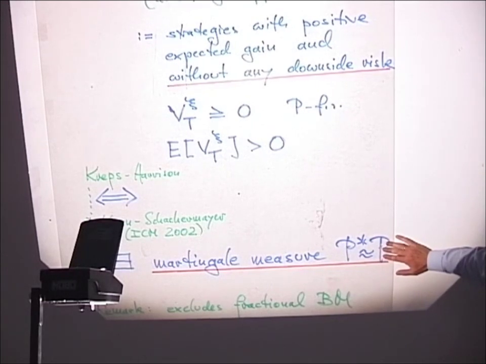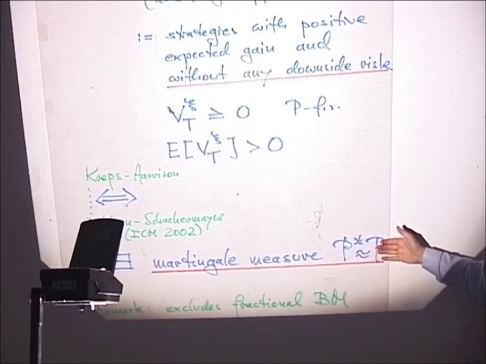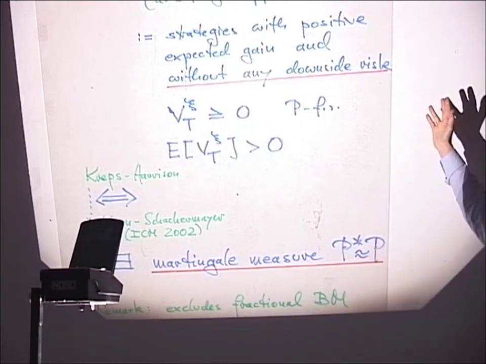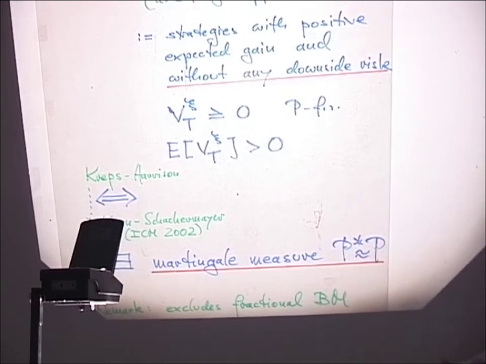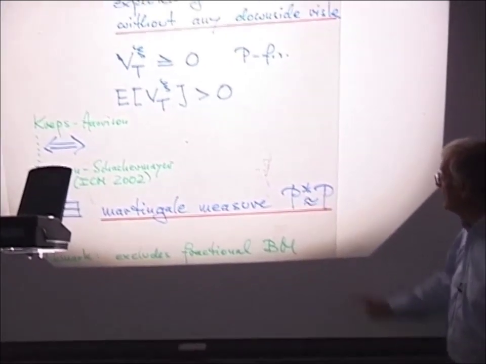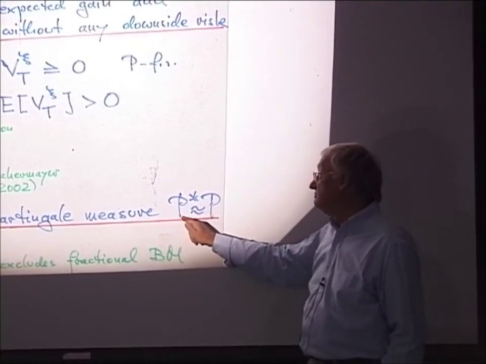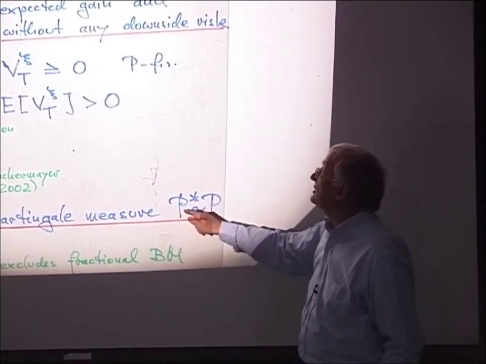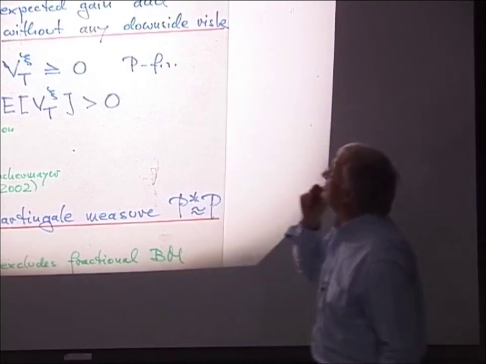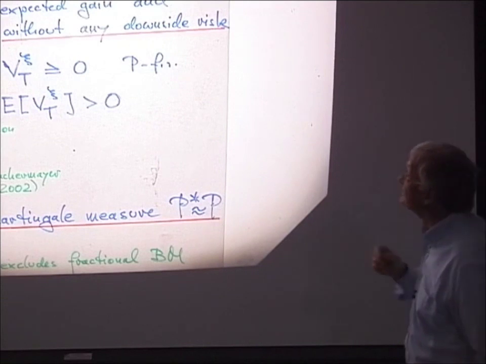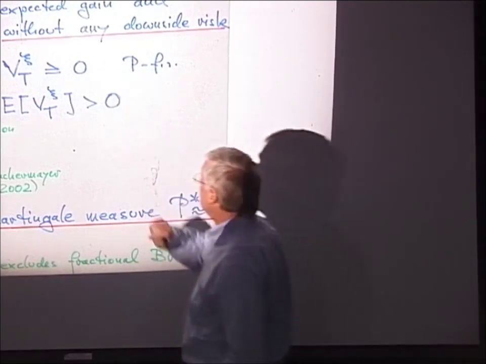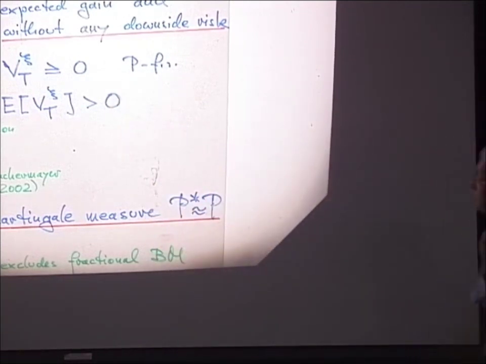I'm going to show you an example in a minute. And in this model, you may allow for strategies which give you some positive expectation. But one direction is easy. If you have that, then it's clear that you can't have free lunches, because if you have this property under P, you also have it under the equivalent measure P star.